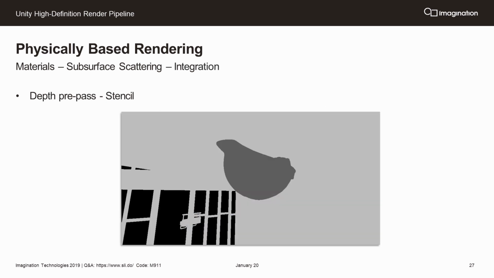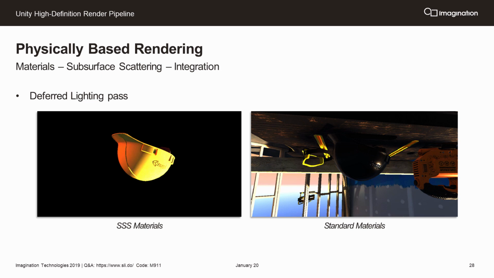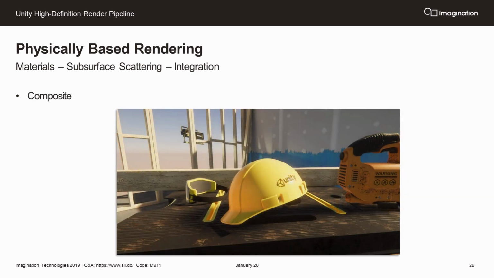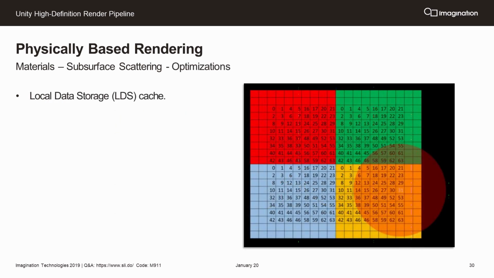Now let's look at how this subsurface scattering technique is integrated into the pipeline. Now, during the depth pre-pass, materials with subsurface scattering are masked out with the stencil buffer. And in the deferred shading pass, the subsurface scattered materials and standard materials are shaded separately and then composited together. Now, in terms of optimizations, this entire technique is implemented in compute shaders. So because of this, they have heavily optimized it to use local data storage.